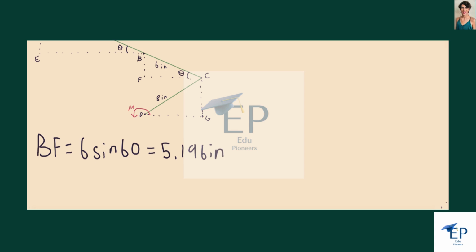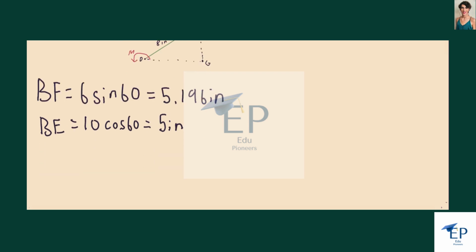To find the length BE, that's going to be equal to 10 times the cosine of 60, and that will give us 5 inches. Next, we're going to get the length CF. Using Pythagorean's theorem, that's going to be equal to 6 squared minus 5.196 squared, and that's going to be equal to 3 inches.